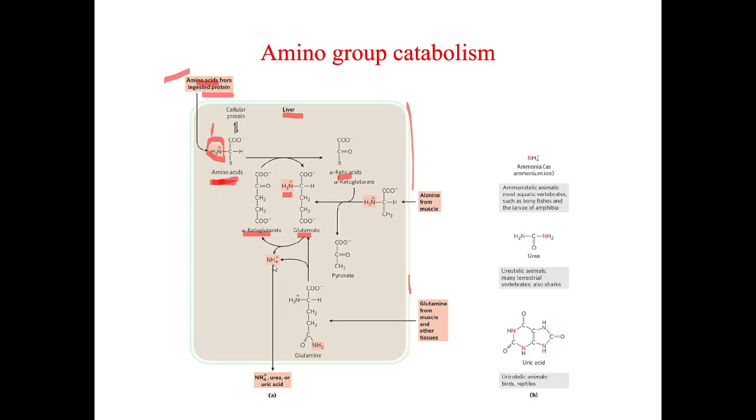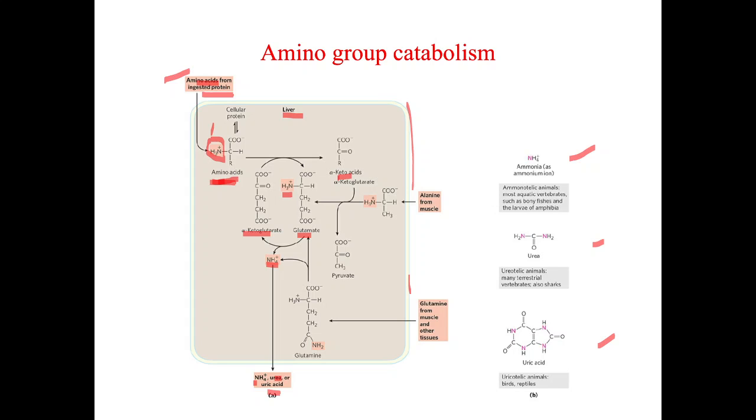Glutamate is emitting this ammonia group, and this ammonia group will be used in the synthesis of urea, uric acid, or it can be excreted as ammonia. You can see we have written something here, here and here. So this is ammonia. We have taken the ammonia from one amino acid and transferred it into the glutamate. Again we have removed the ammonia, and now this ammonia can be directly excreted out in some animals. We call these animals ammonotelic animals. Ammonotelic animals are aquatic: these include aquatic vertebrates, bony fishes, and larval amphibians.